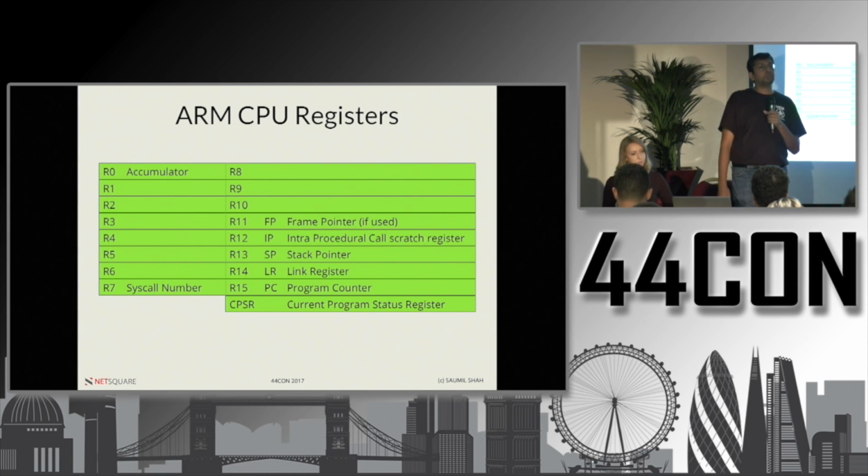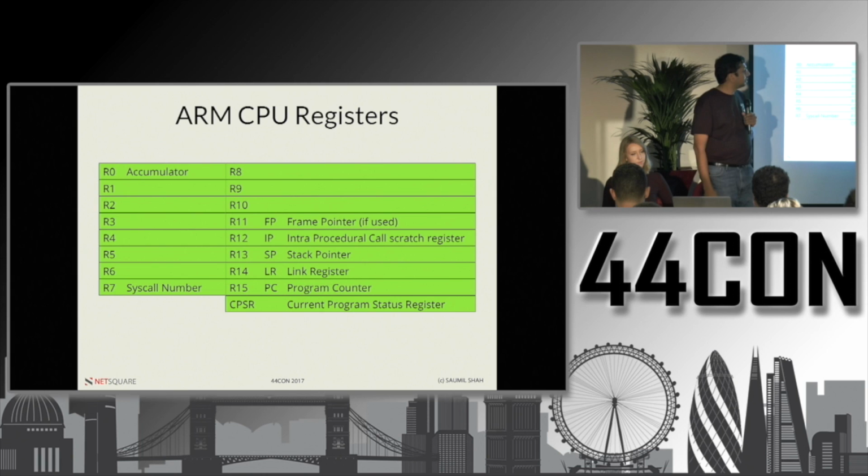Some registers have special purpose. For example, R15 is the program counter, PC, the equivalent of Intel EIP. So PC stores the address where the next fetch and execute is going to happen.